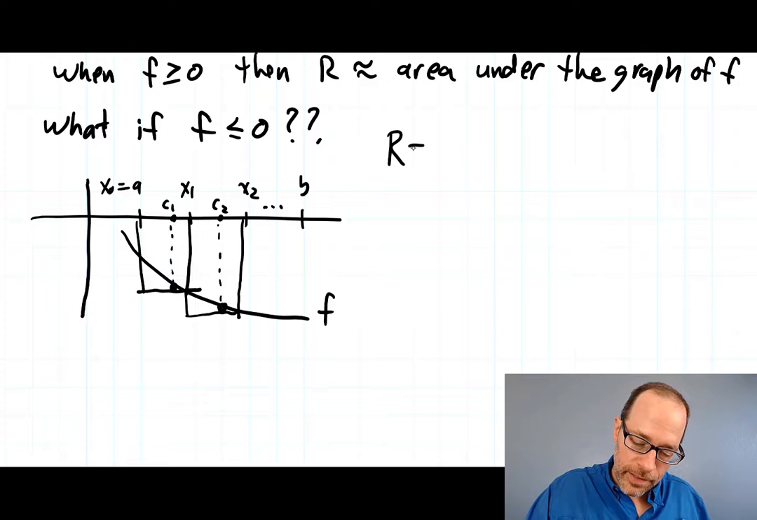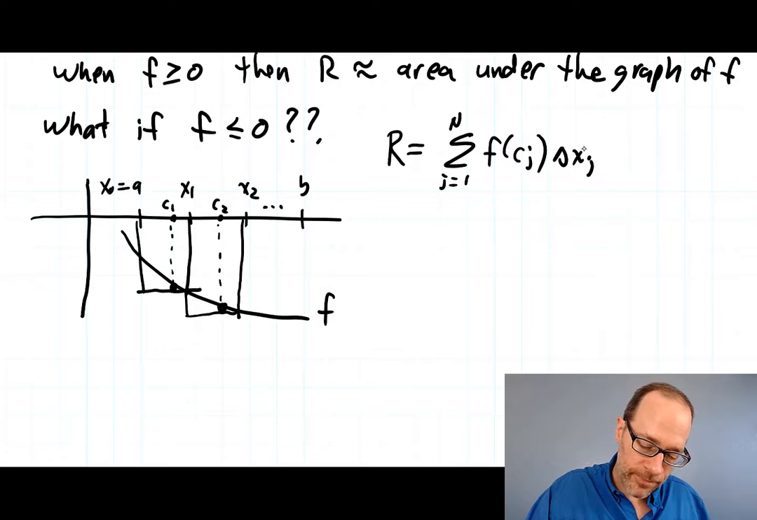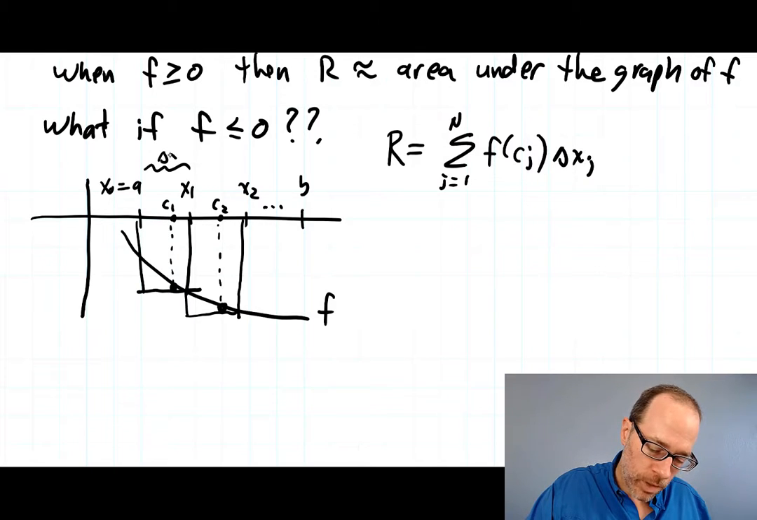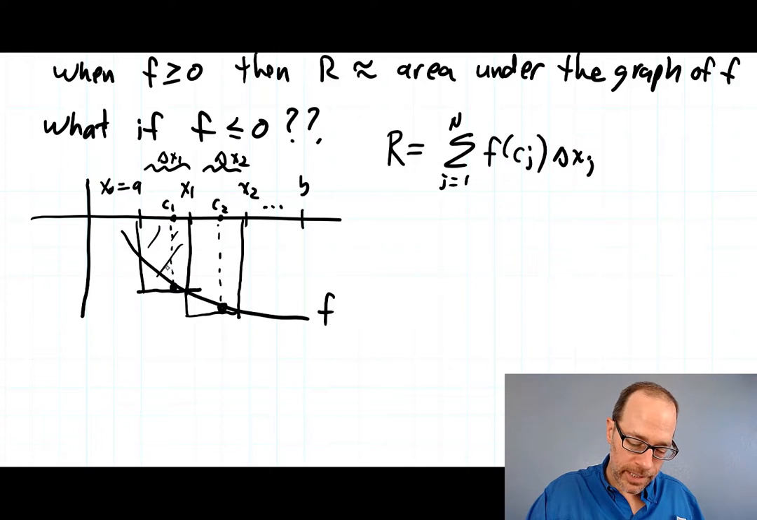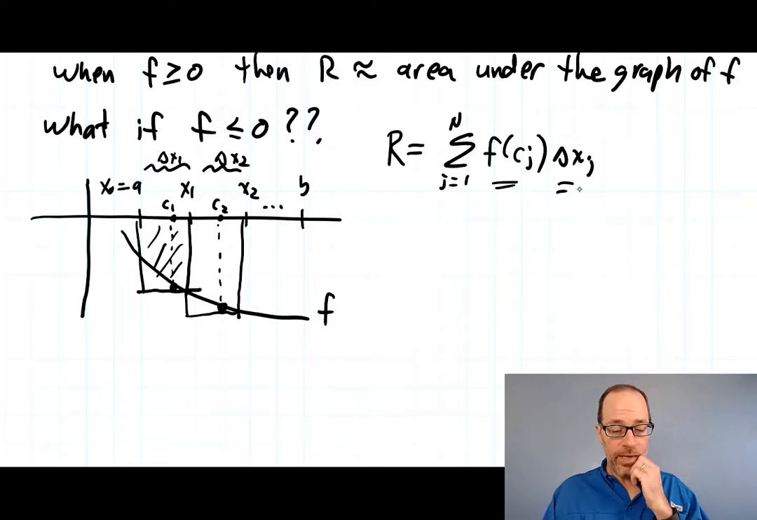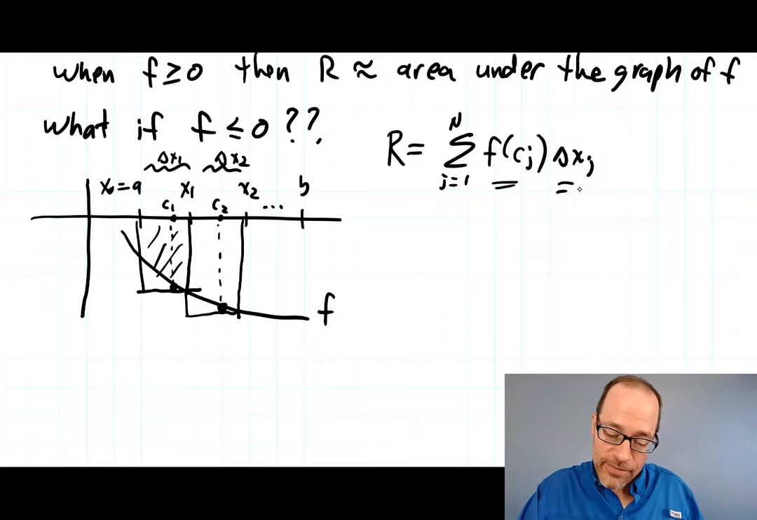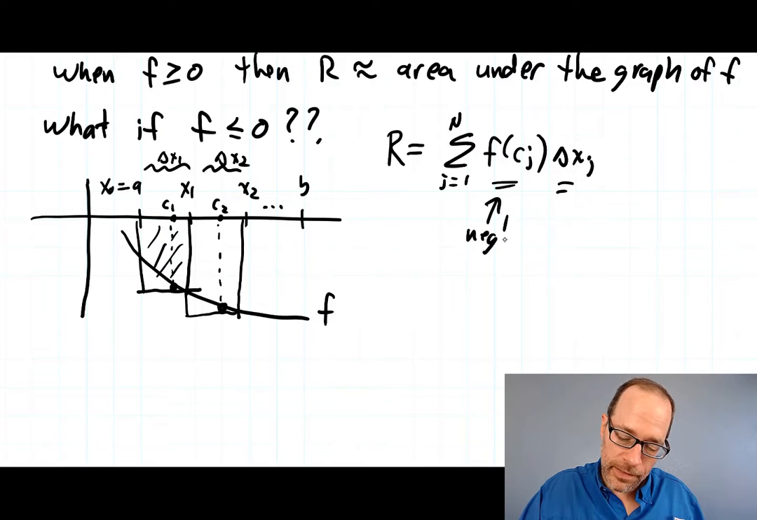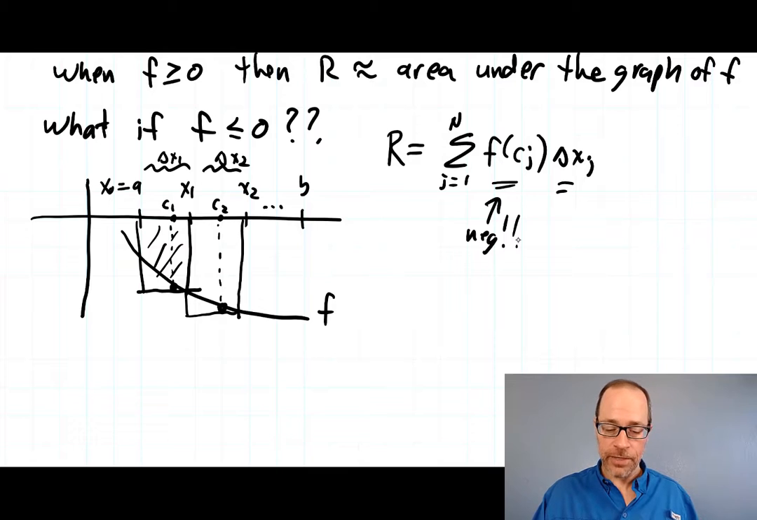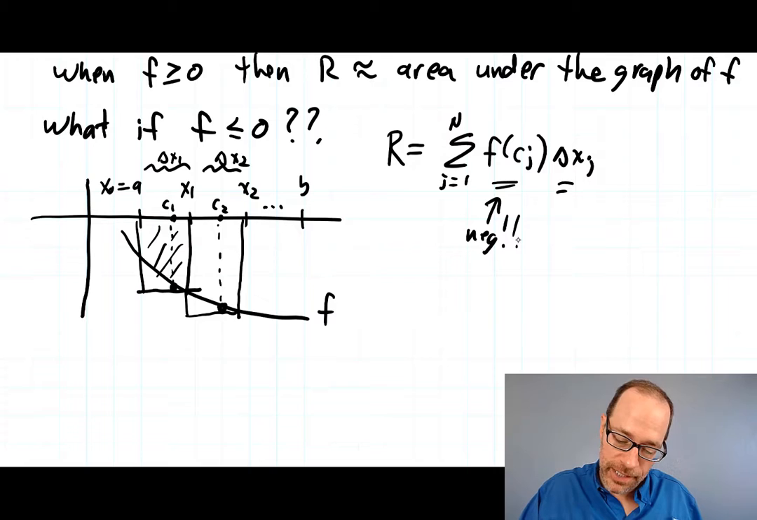Remember, the Riemann sum was the sum from j equals 1 to n of f of cj delta xj. Here's the delta x1, the delta x2. You see that it still looks like an area, right? As if this is the height and this is the width. But remember here that f is actually negative in this case. So really you should think of it as a negative height. And so what you're calculating is approximately the negative area.